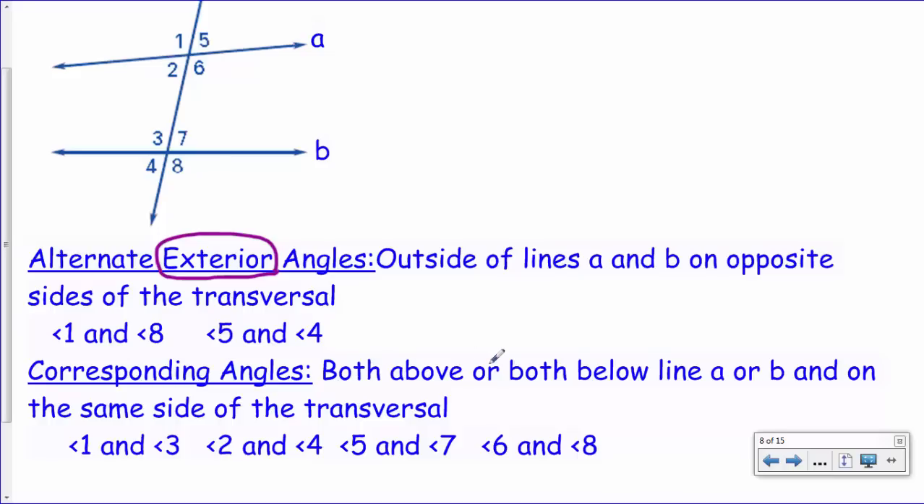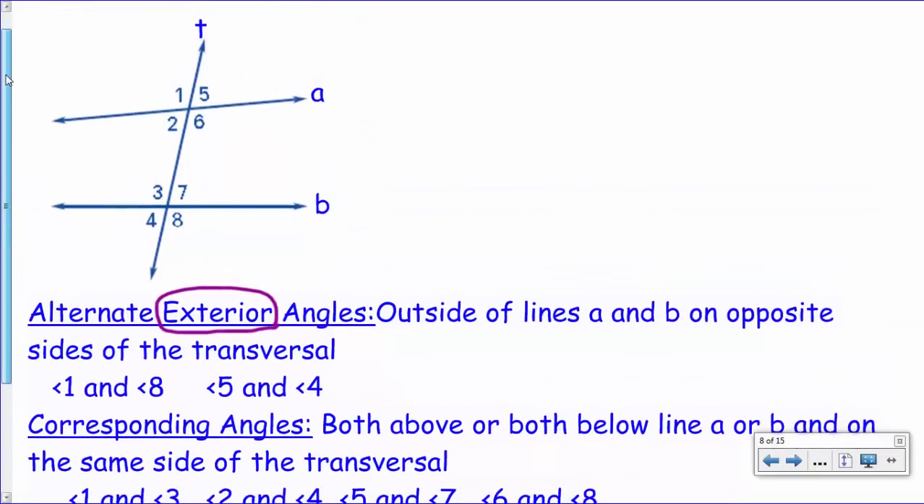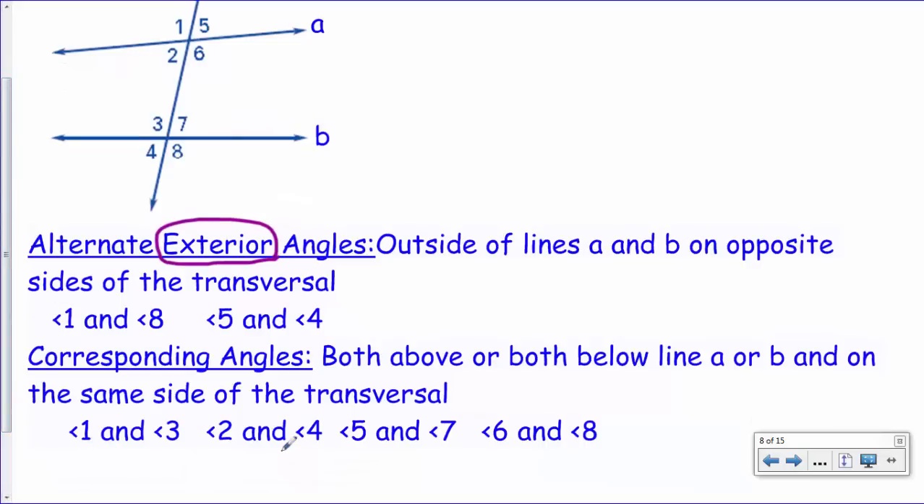Corresponding angles are either both above or both below lines A and B and on the same side of the transversal line. Sometimes people refer to them as being in the same position. So angles 1 and 3 are both above lines A and B on the same side of transversal line T. We also have angles 2 and 4, 5 and 7, 6 and 8. So again, here's our list of all the angles that are corresponding angle pairs.